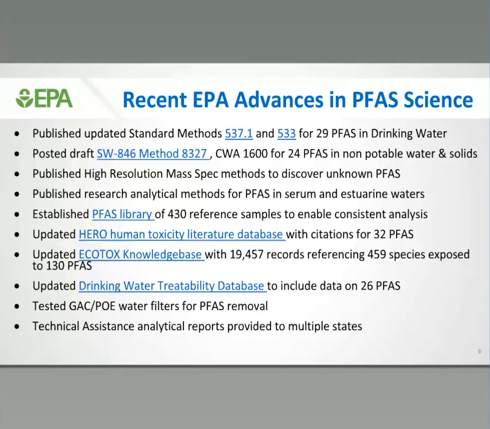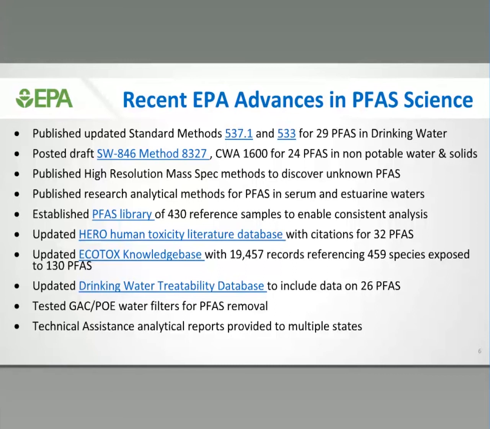EPA maintains a HERO human toxicity literature database online. We have lit search citations in there for 32 different PFAS right now. We should be adding to that by the end of the year. I think we've got a set of another 150 PFAS chemicals that are undergoing lit searches and should be finalized and added to that in the not too distant future.